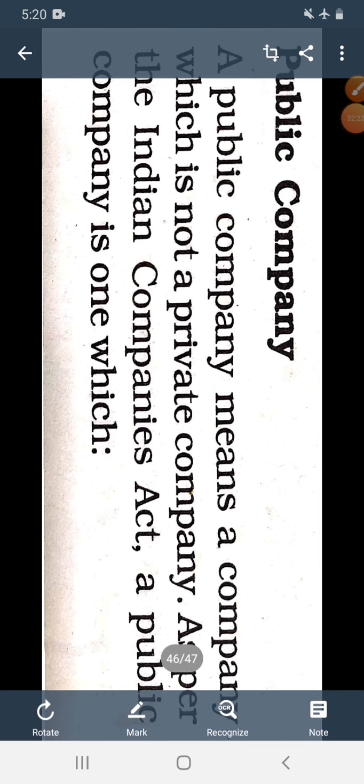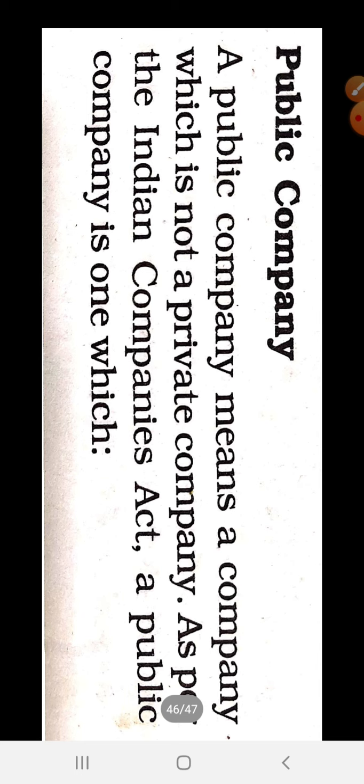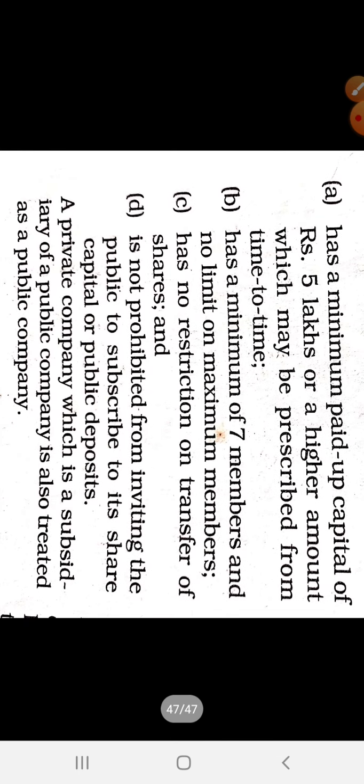Next is the public company. A public company means a company which is not a private company. As per the Indian Companies Act, a public company is simply a company which is not a private company. It must have a minimum paid up capital of rupees 5 lakh. In the case of a private company the minimum paid up capital is 1 lakh, but in a public limited company the minimum capital prescribed is 5 lakh, and this amount is varied from time to time. The minimum number of members for a public limited company is 7, and there is no limit for the maximum number, but in the case of a private company the maximum number is 70.